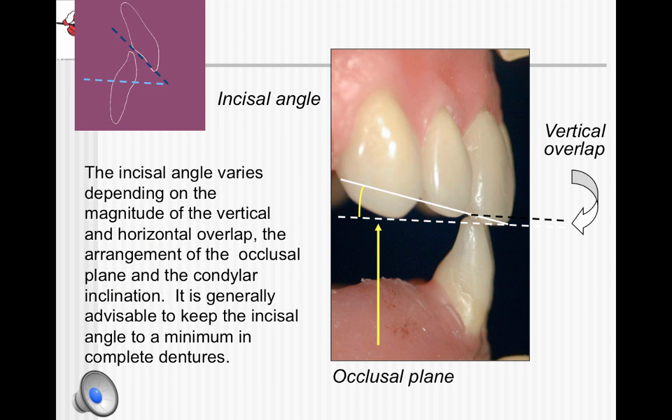The incisal angle varies depending upon the magnitude of the vertical and horizontal overlap, the arrangement of the occlusal plane, and the condylar inclination. It is generally advisable to keep that incisal angle to a minimum in complete dentures. In our setup, that angle may be as little as 0 degrees. We'll have to see how a 20-degree condylar inclination affects our incisal angle.